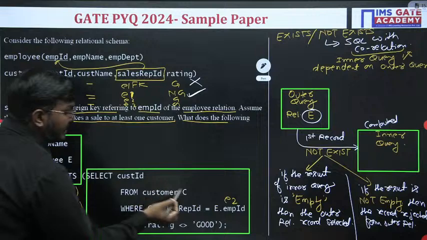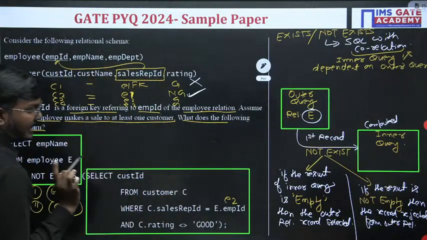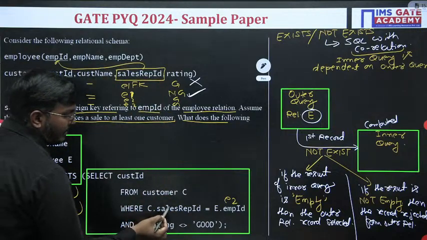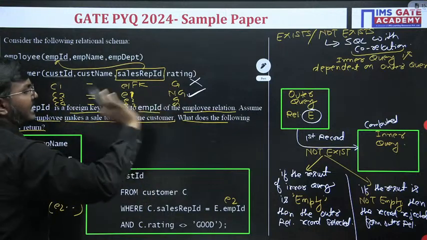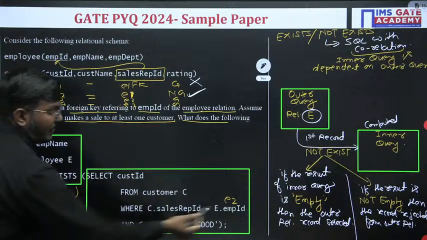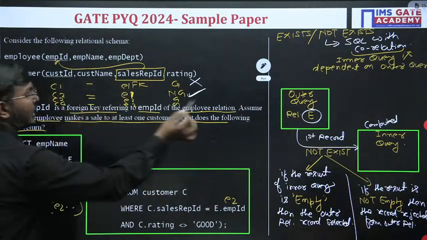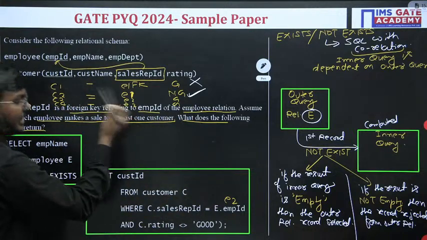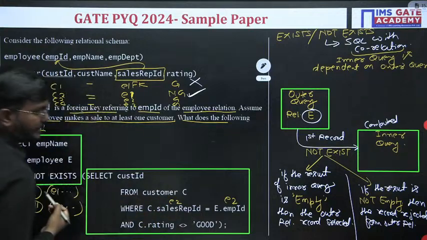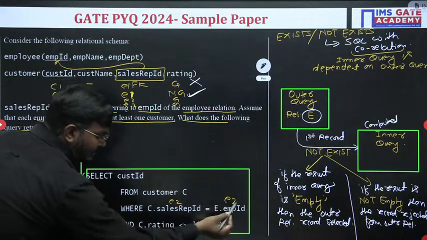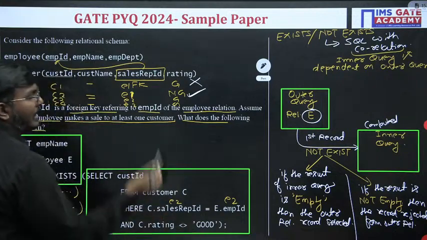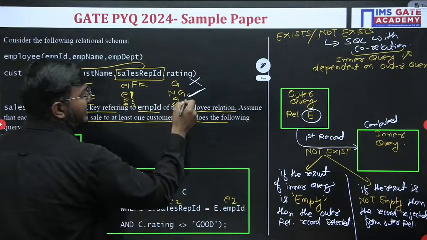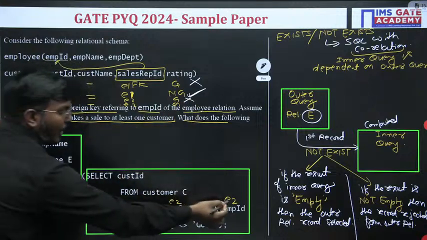Now take the customer table C. Again it will check that sales must be equal to E2 only. The first two records have sales E1, so they will be rejected, and the second condition will not even get checked because the first condition is false. Now for the third record, the sales ID is E2 only, so the sales ID is matching, and it will check that the customer rating must be not equal to good. But here it is good, which means this third record is rejected for the employee E2.